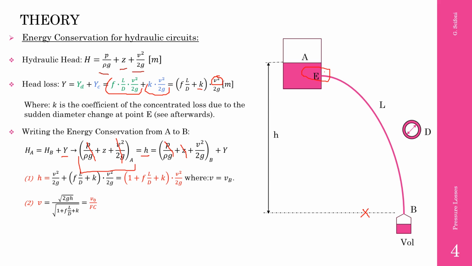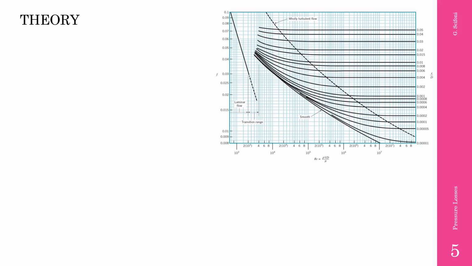At the numerator we have the velocity when there is no friction. We call this quantity v0, while at the denominator we have a friction coefficient, capital Fc, that takes into consideration the losses, both the distributed and the concentrated ones. This coefficient we must not confuse with the friction factor f mentioned above. We will describe this factor in the next slide. The friction factor f is used only for the distributed losses.